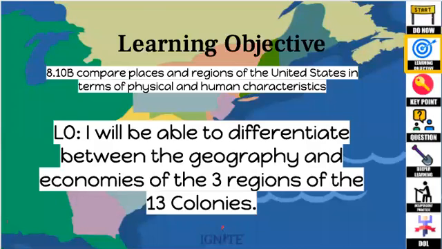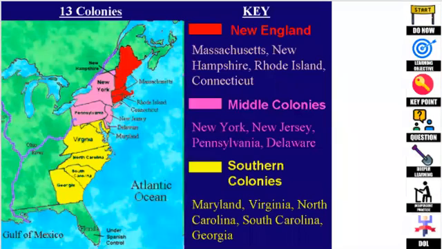To begin, we know the 13 colonies were the original parts of the United States. Take a minute to look over this color-coded map and differentiate between the New England colonies in red, the middle colonies in pink, and the southern colonies in yellow. We know that each of these regions, these groups of places that share characteristics, were the foundation of what is now the United States.